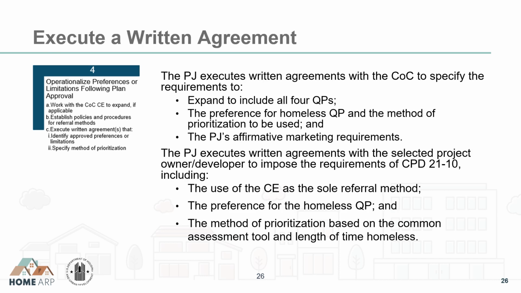To implement the preference, the PJ executes a written agreement with the COC to specify the requirements to expand to include all 4 QPs, identify the preference for the homeless QP and the method of prioritization to be used, and the PJ's affirmative marketing requirements. The PJ executes written agreements with the selected project owner or developer to impose the requirements of CPD-21-10, including the use of coordinated entry as the sole referral method, the preference for the homeless QP, and the method of prioritization based on the common assessment tool and the length of time homeless.